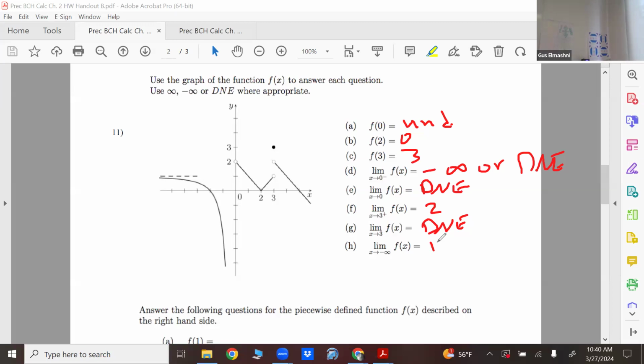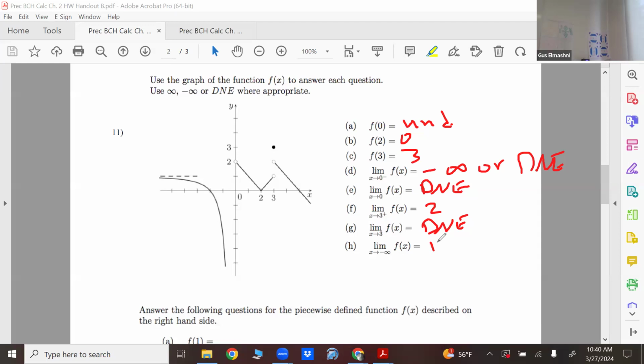B of course is 0, right? C of course is 3, so you have a little dot up there. D technically does not exist if you don't know what it is. But if you say negative A, that's cool too, I'll accept that. See, that definitely does not exist because the left and right sides are in different places, right? Left is going down forever, the right side moves to 2. So there's no agreement between those two sides.